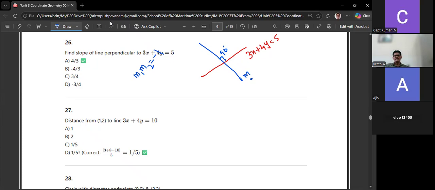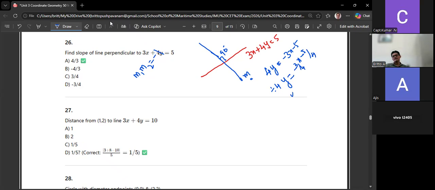So you can find the slope of the given line. If you find the slope of this line, you can find the slope of the perpendicular line because you know the condition, the product of the slopes equals -1. How to find the slope of this line? Keep the y term on the left side and take the other terms to the right-hand side. So minus 3x plus 5. Then divide by 4. You get y equal to minus 3 by 4 x plus 5 by 4.